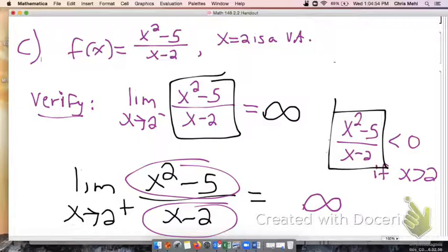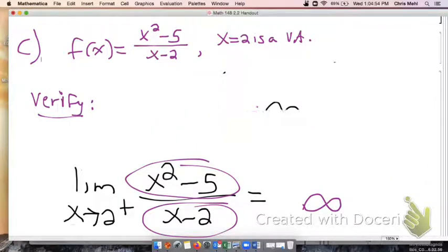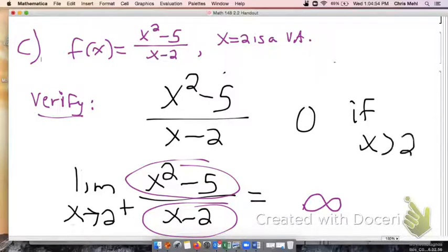And actually my problem here is, let me erase this for a second. Let me get this out of the way as well, so I'm not looking at two different things. I guess if you wanted to know the sign, you should probably pick something closer to 2 that's bigger. So what is the sign of x squared minus 5 over x minus 2? Is it bigger than 0 or less than 0 if x is greater than 2, but really close?